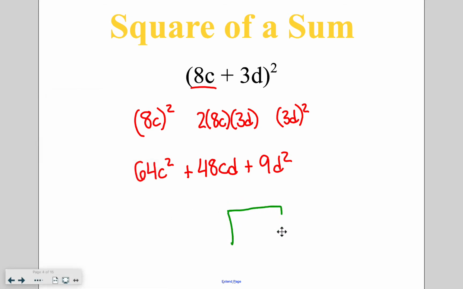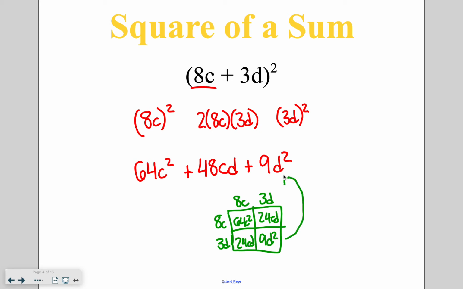If you prefer to continue for the sake of consistency, just using the box or the FOIL method and setting it up as 8c and 3d, and then 8c and 3d again, which is going to give you 64c squared, 24cd, again 24cd, and 9d squared. It's going to give you the same answer if you use this box method. So the things that you have been doing will still work.